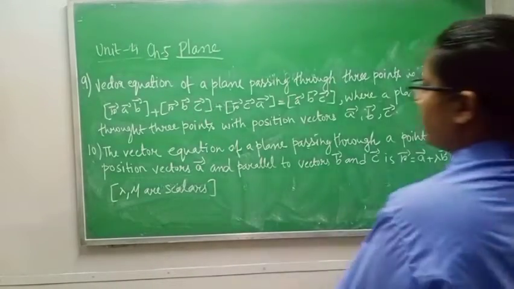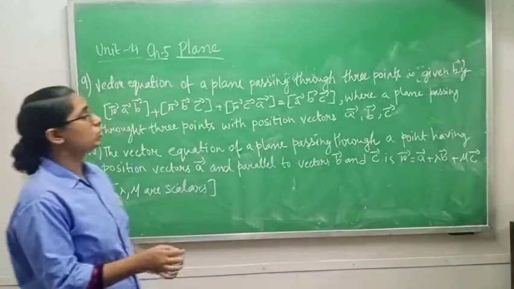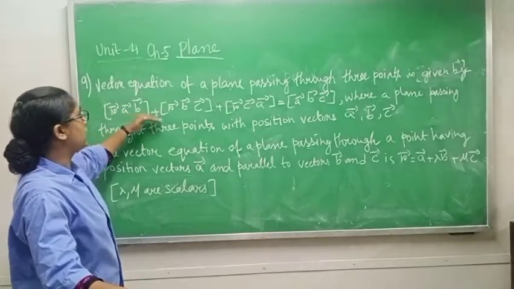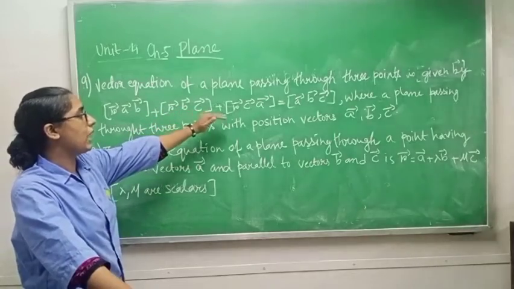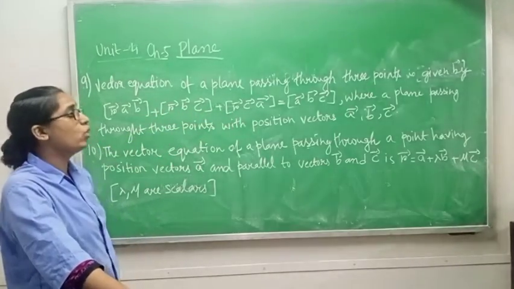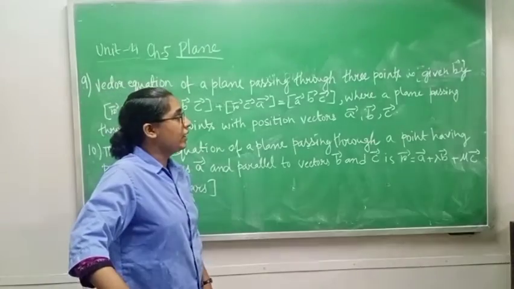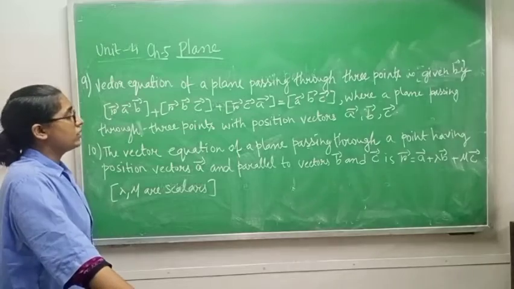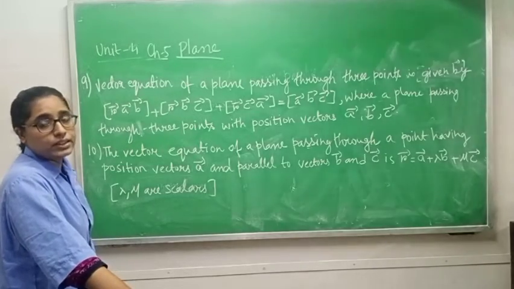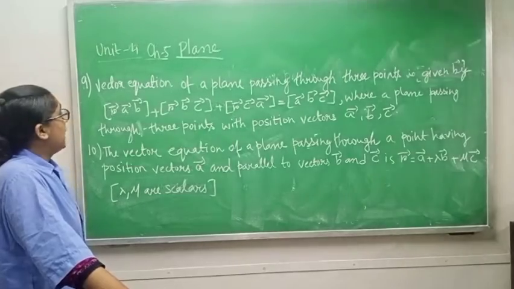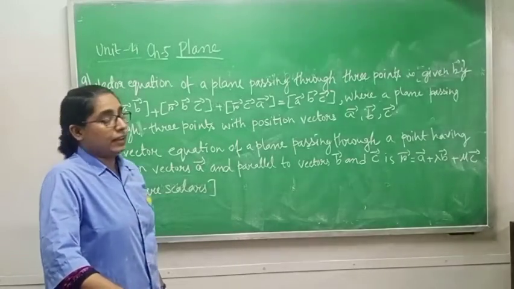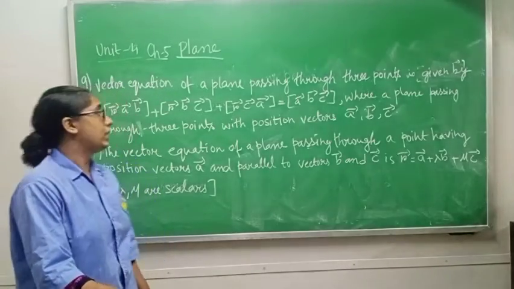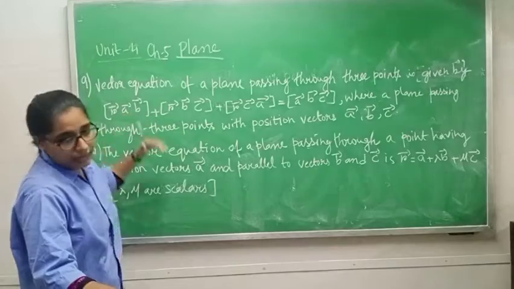Now class 12 C.9, the vector equation of a plane passing through 3 points is given by r vector dot (a vector cross b vector plus b vector cross c vector plus c vector cross a vector) equals a vector dot (b vector cross c vector), where the plane passes through 3 points with position vectors a vector, b vector, c vector. Means if we have to find the vector equation of a plane and the position vectors of 3 points are given to you, then you can use this formula.